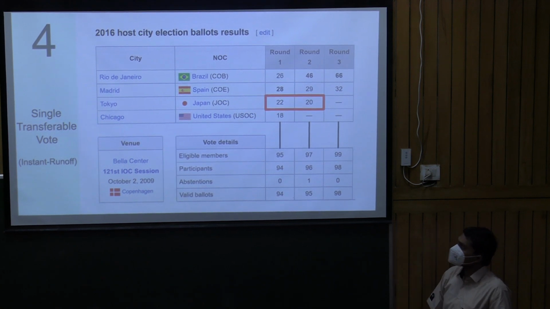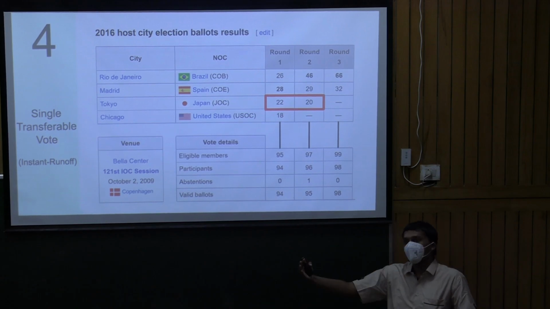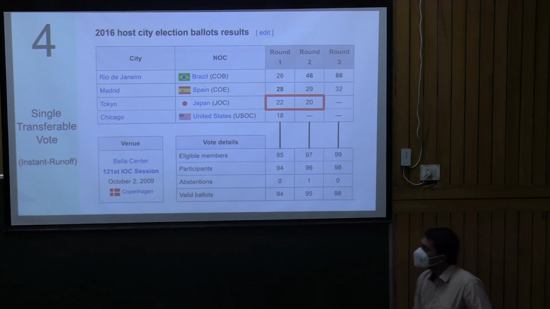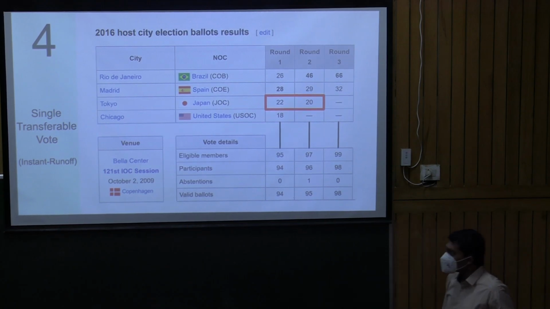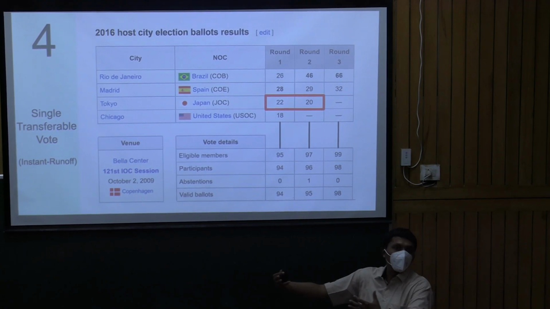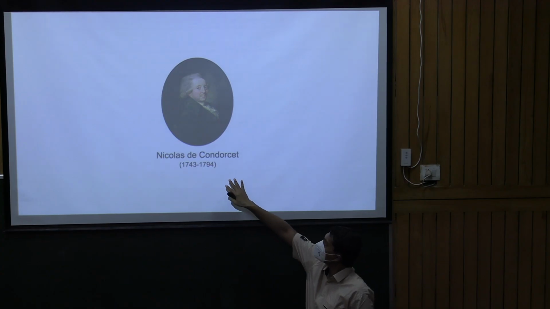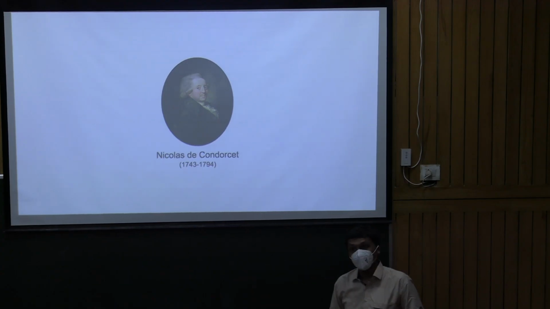So these are a couple of multi-round or runoff based rules: plurality with runoff and STV. Now I want to switch to a third category of voting rules, which basically follow a property that was advocated by Nicolas de Condorcet.